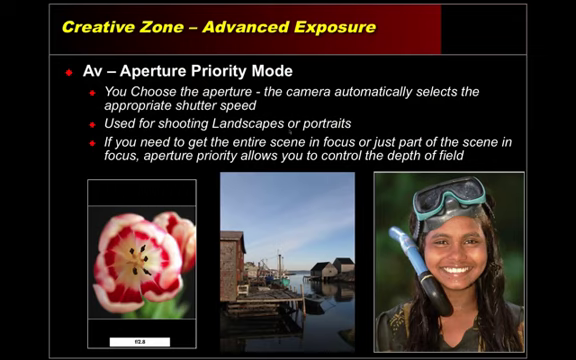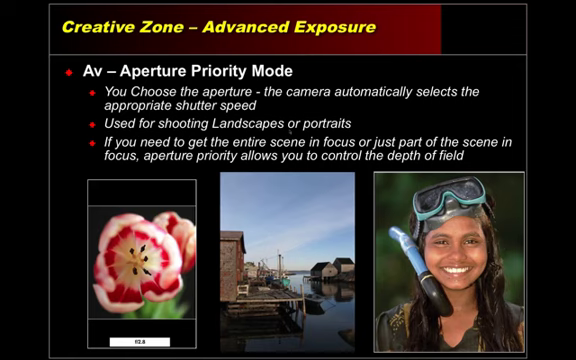AV, this is one of my favorites. Here you choose the aperture, and then the camera automatically selects the right shutter speed. So it's great for landscapes, which I love to do, or portraits as well. And so here, if you need to get the entire scene in focus or just a part of the scene in focus, aperture priority allows you to control that depth of field. Remember, if your aperture is wide open, allowing a lot of light in, you're going to blur out the background. When it's a very small hole, which will take a longer exposure time, longer shutter speed open, you will get a greater depth of field.